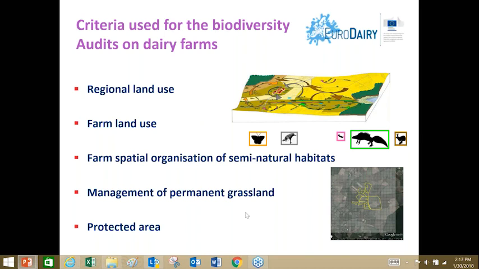Another criterion that has been used is management of permanent grassland, because it's important for biodiversity. And the last criterion was whether the farm is included within a protected area or not. So that's to be also taken into account.